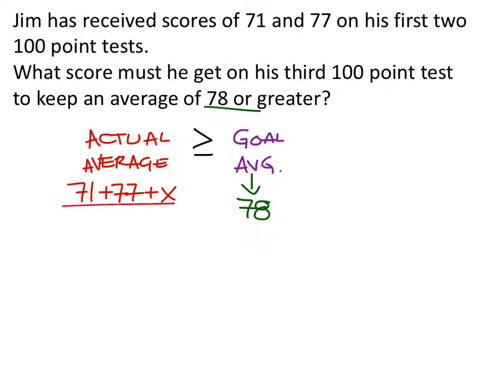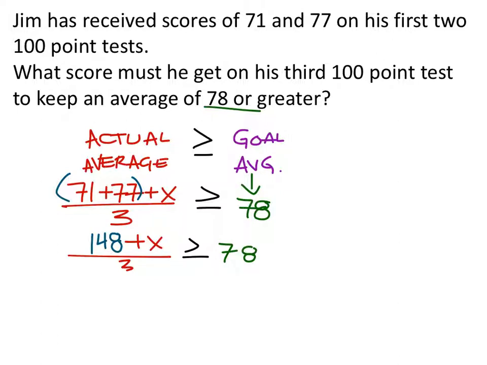To find that average, we would divide those 3 by 3, because there's 3 values. And this has to be greater than or equal to the 78. So, I mean, it's really your choice. I'm going to say let's just add the 71 and 77 first, because we like addition. It's pretty quick and easy. I get 148 out of that.